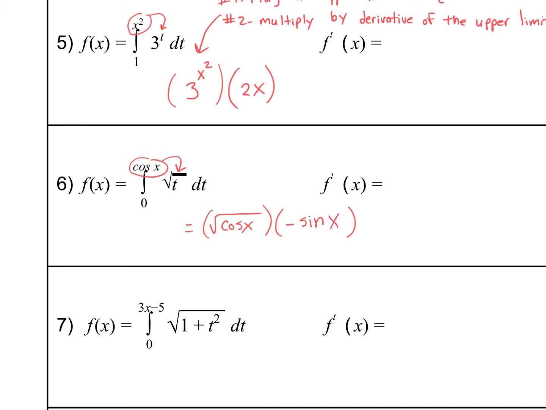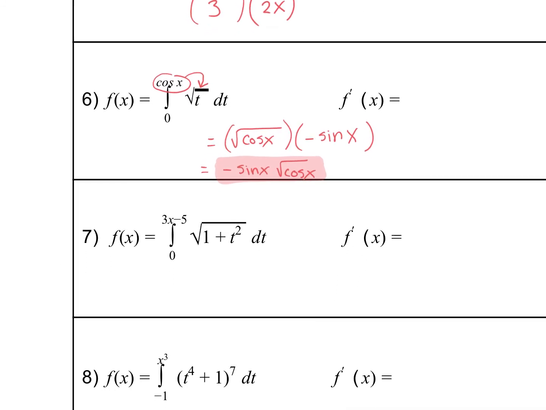All right, to simplify that, the negative should absolutely go out to the front. So, I'm just going to put negative sine of x, square root of cosine of x. Make it look nice and pretty. All right, there you go. Final, best full credit answer. So not too bad. There's just really 2 steps to that shortcut. All right, let's do number 7.